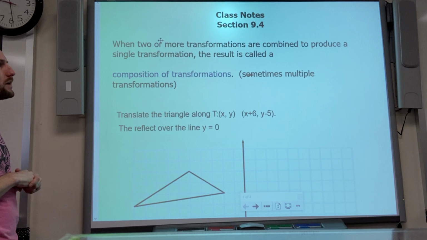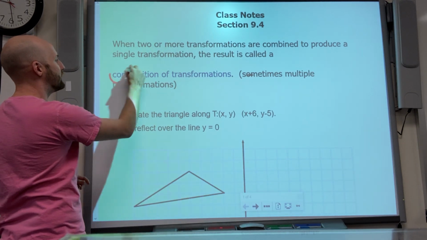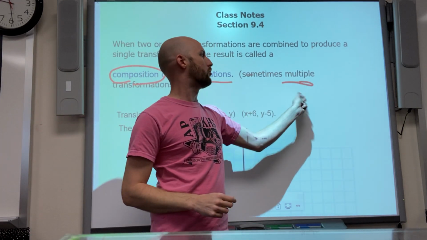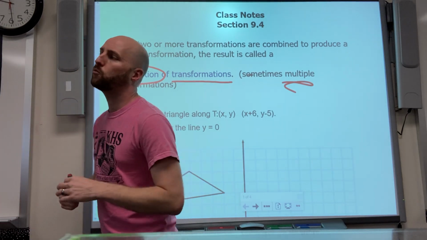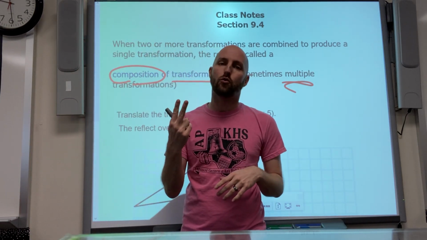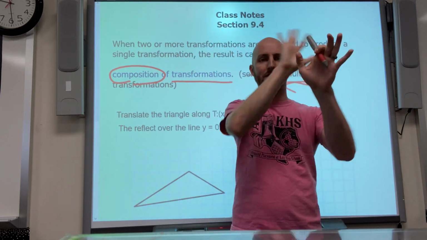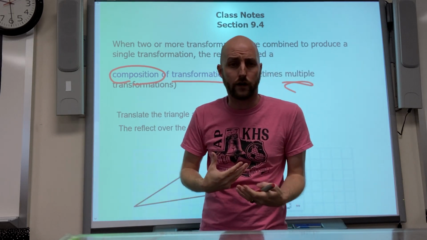Okay, so what we're doing here in section 9.4 is what we refer to as a composition of transformations. And all that means is that you're doing multiple transformations in the same problem. A lot of times we will only do 2 or at most 3, just for the simple fact that the more you start flipping stuff all over the place, it starts to get really sloppy and disorganized.